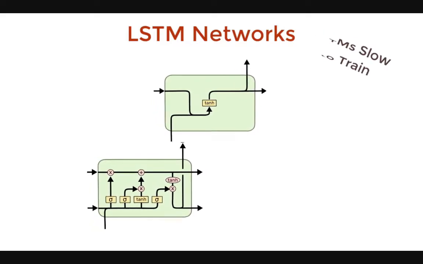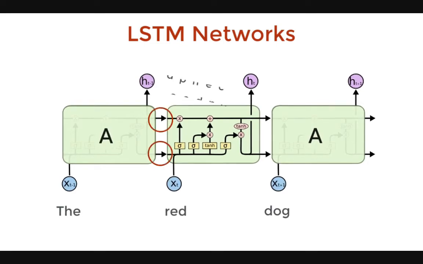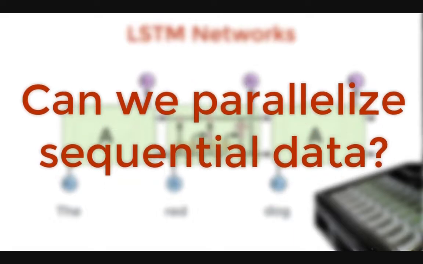They're more complex. For these RNN and LSTM networks, input data needs to be passed sequentially or serially, one after the other. We need inputs of the previous state to make any operations on the current state. Such sequential flow does not make use of today's GPUs very well, which are designed for parallel computation. So question, how can we use parallelization for sequential data?